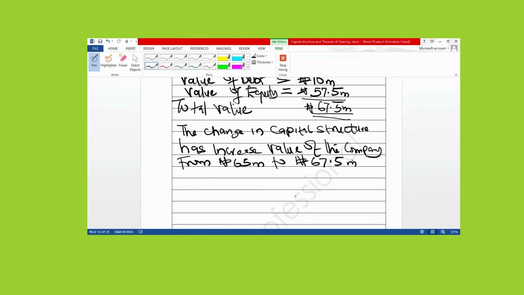By introducing debts to the business, and that was the argument of M&M, where there is taxation, value of a geared company will be higher than value of an ungeared company, because a geared company will enjoy tax relief. The tax benefits will increase value of a geared company.